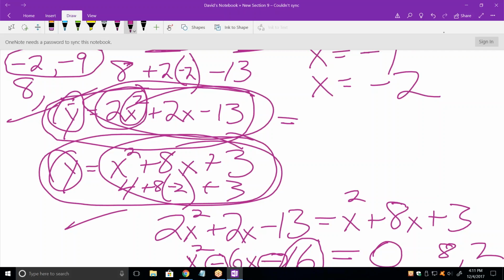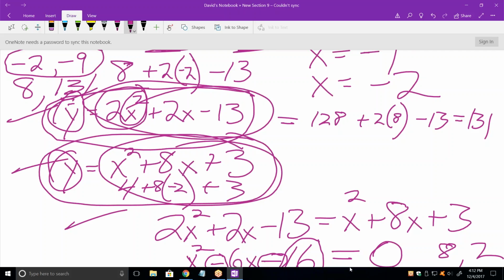So 8 squared, 64, times 2 is 128, plus 2 times 8, which would be 16, minus 13, that's 131. So that's the y value that goes with an x of 8. Now let's make sure that we get 131 down there, and we'll know the x and y coordinates of both of our answers. So 8 squared, 64, plus 8 times 8, which is 64 also, plus 3. So that's 128 plus 3 is 131.